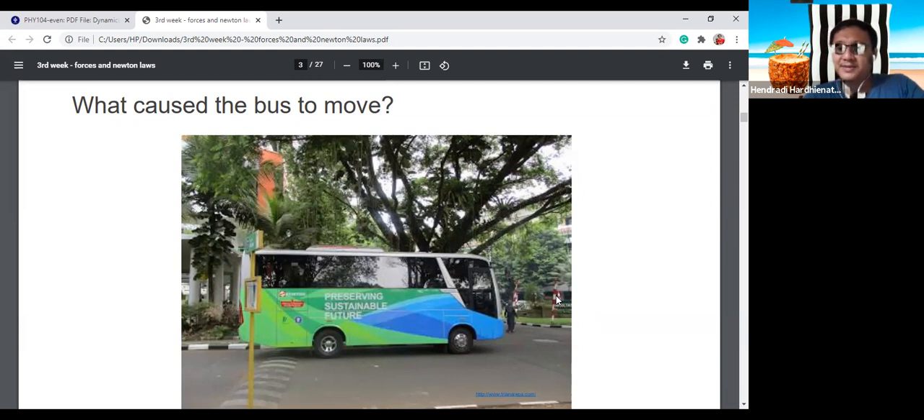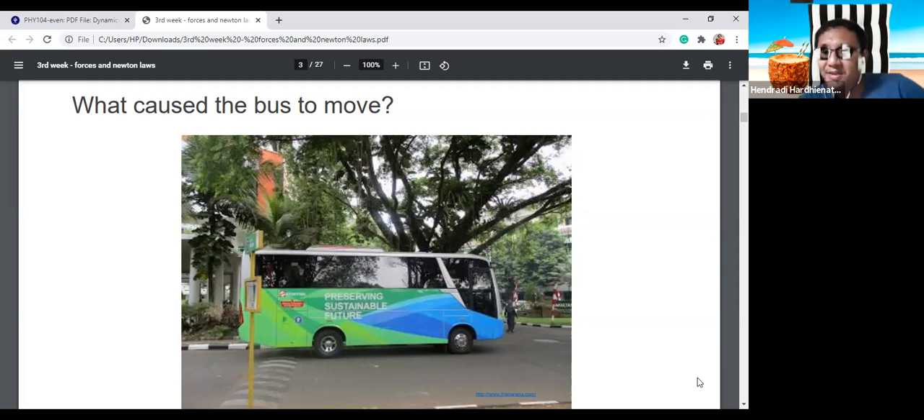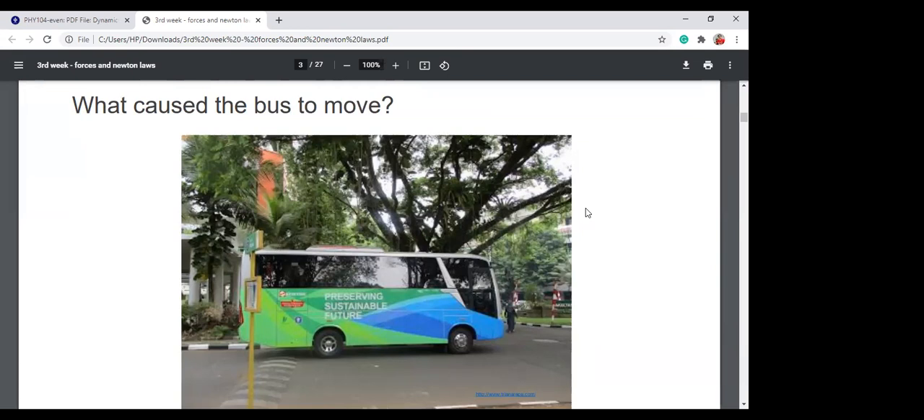Josephine Fatim, can you please turn on the mic and try to discuss with me what caused the bus to move? Hello, Josephine? Are you there? Yes, sir. Can you explain to me why the bus can move? Just use your logic. Because there's force. That's right.